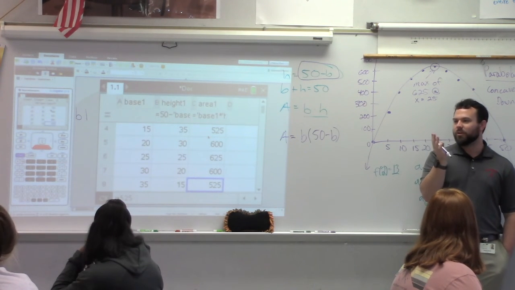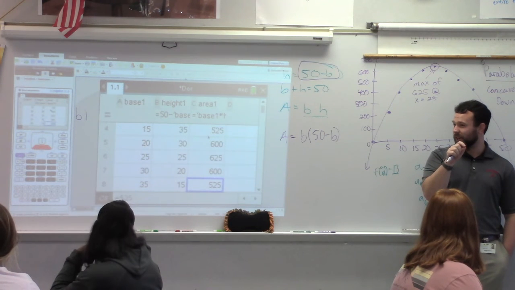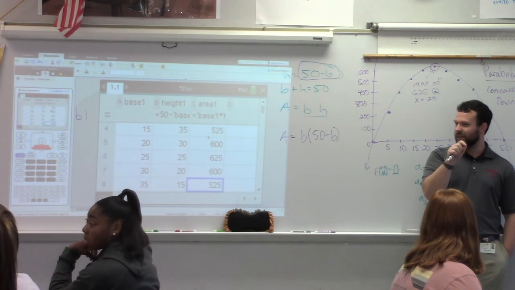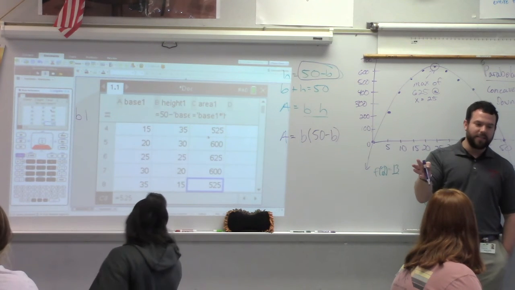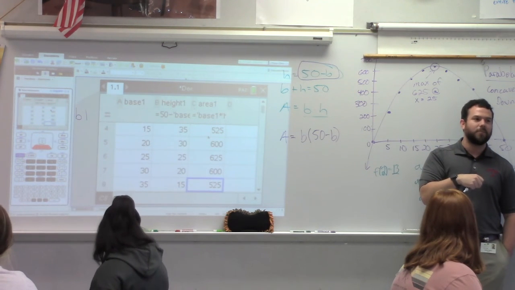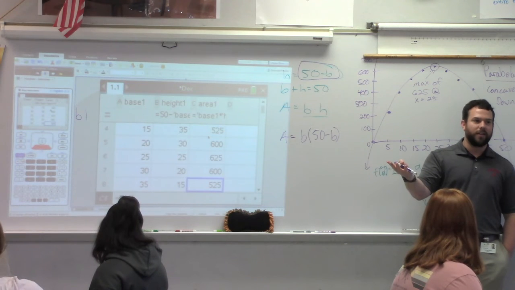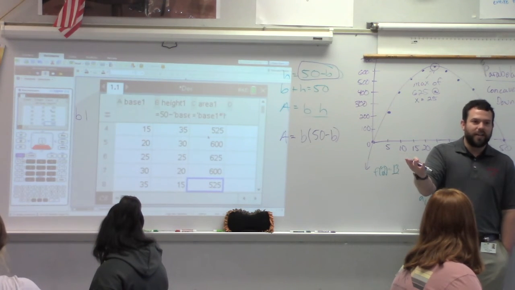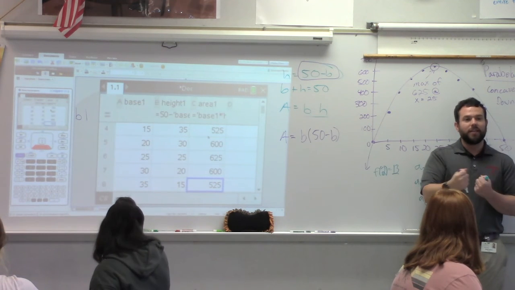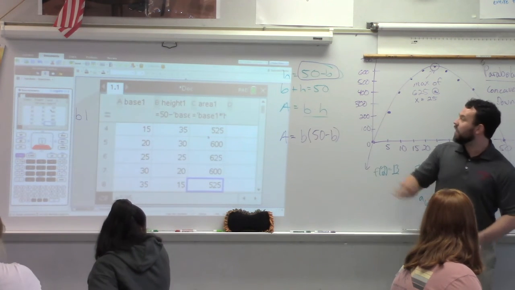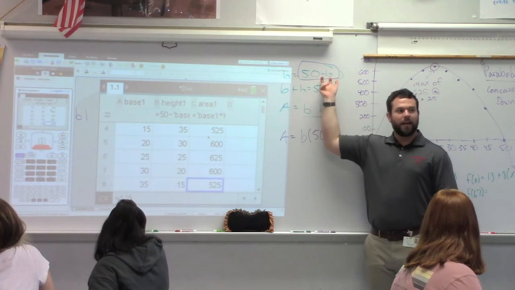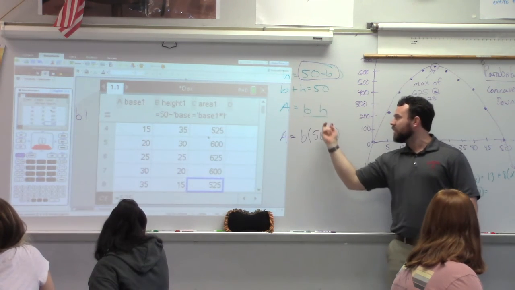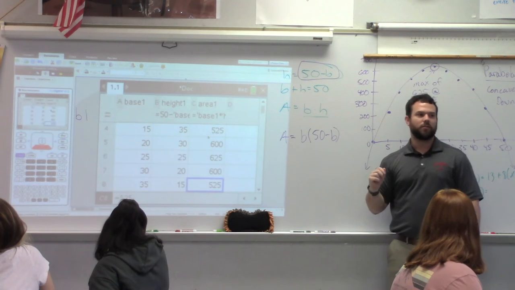Clay played tight end, right? If Clay was playing tight end and he was pulled out of the game, what kind of player would they put in at his position? A substitute. They would substitute a tight end, right? You're going to put things in that are the same. If 50 minus b is equal to the height, 50 minus b can be substituted in for the height.